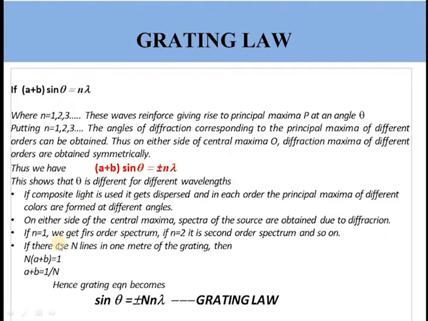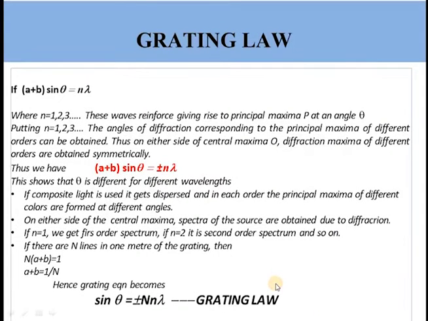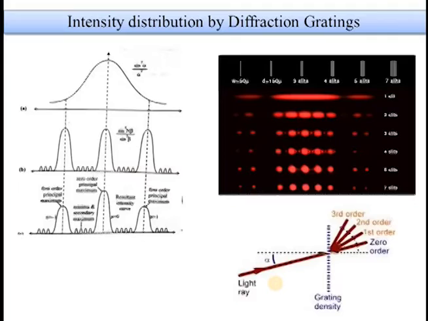And if there are N lines in 1 meter of the grating, then I can write N into (A plus B) is 1. And substituting 1 by N instead of A plus B, what I will get? Sine theta is equal to plus or minus n lambda, where small n is the order of the spectrum, N is the number of lines in 1 meter of the grating, lambda is the wavelength of light used, theta is the angle of diffraction. And this equation is very important, and this equation is known as the grating law.